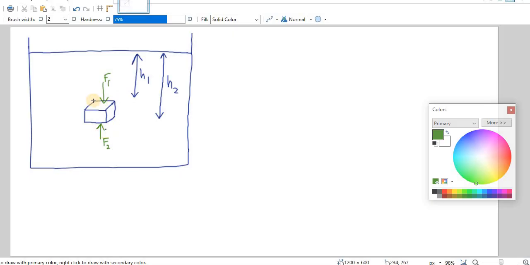Because the pressure here is greater than the pressure here. I can even write the equation. Now you have learned pressure equals force over area.